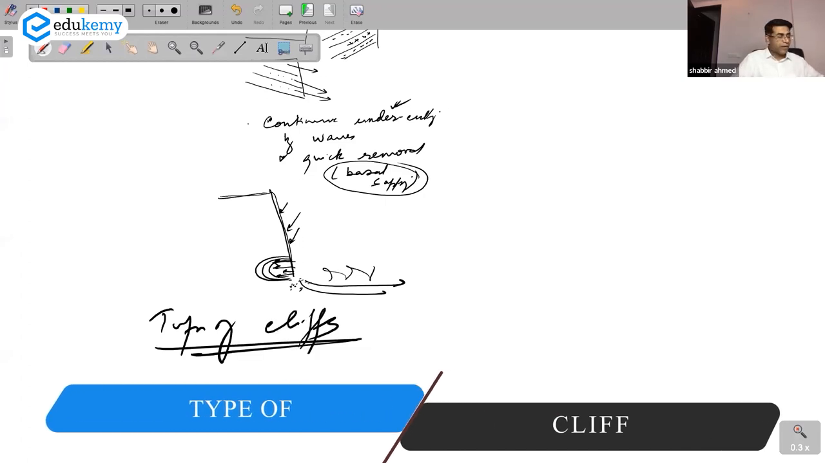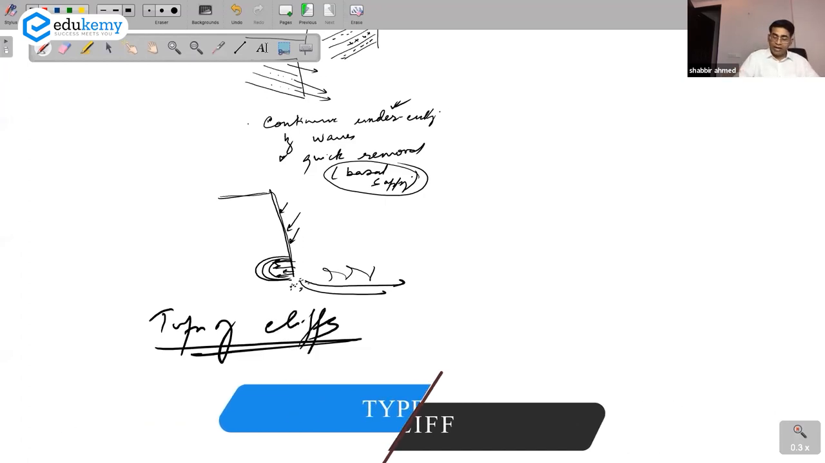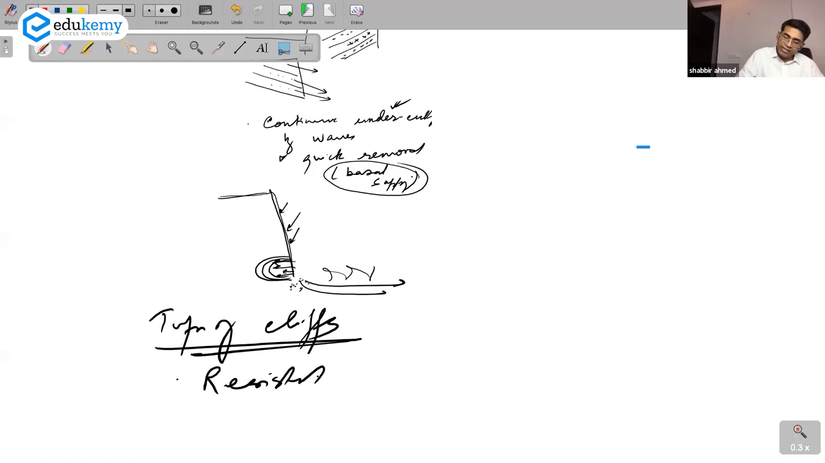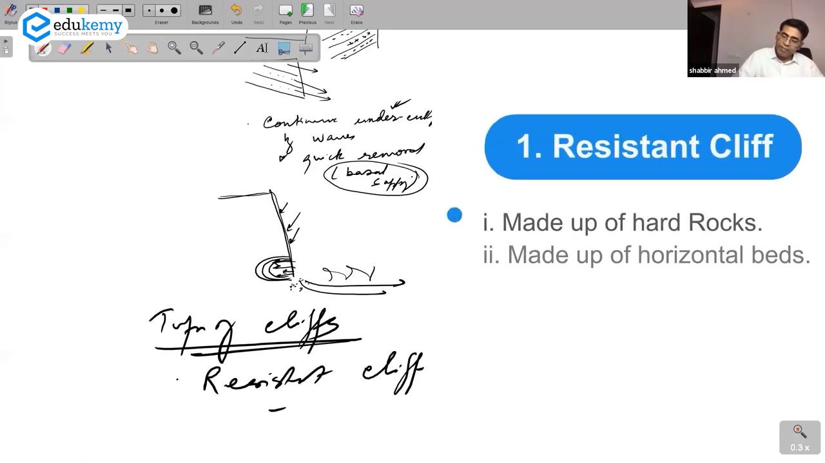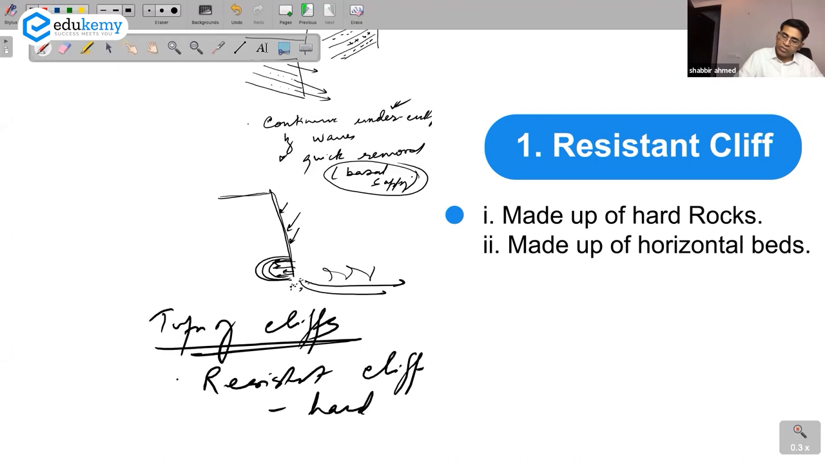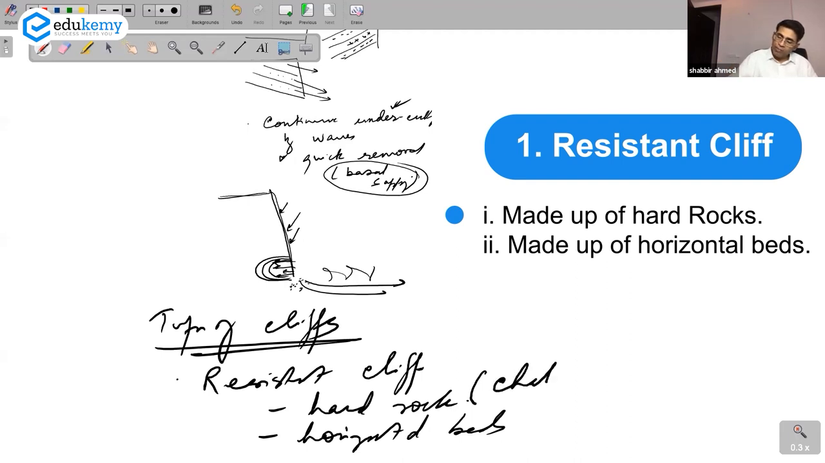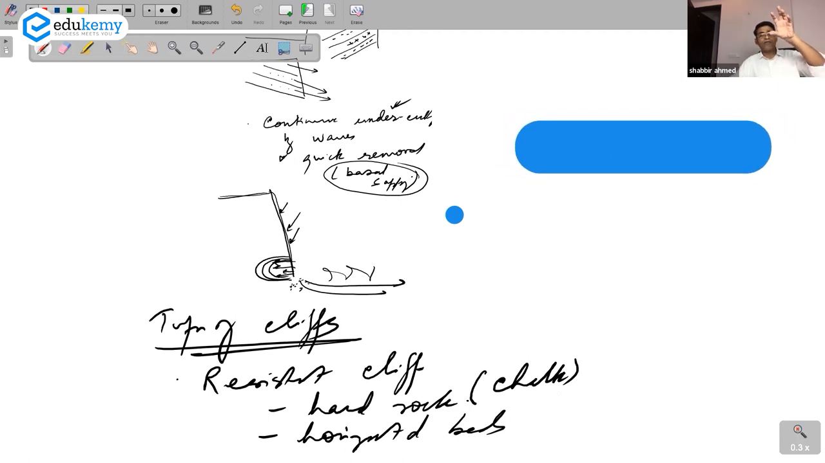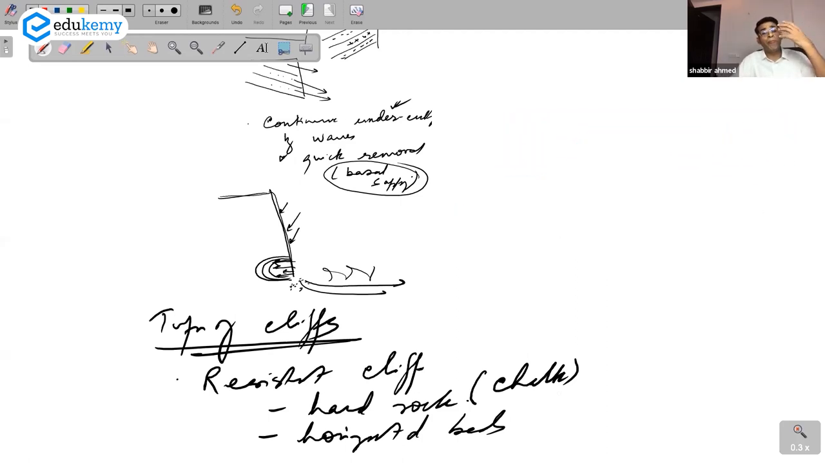Remember mainly two cliff types. One is the resistant cliffs. These are made up of hard rocks and horizontal beds. The most common rock they form is chalk. Chalk is not the one that we know of. Its original form is pretty resistant. They may be soluble, but they're pretty resistant to erosion.